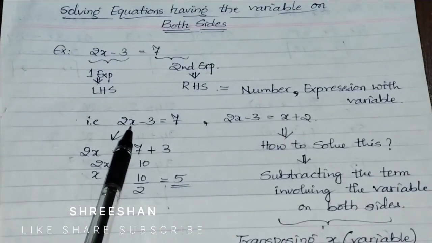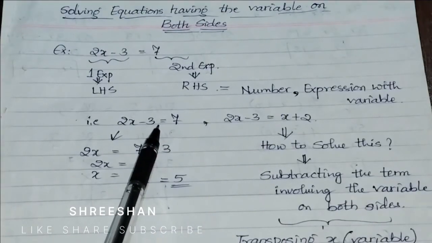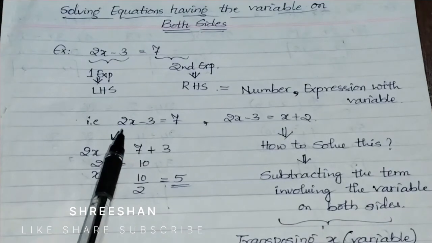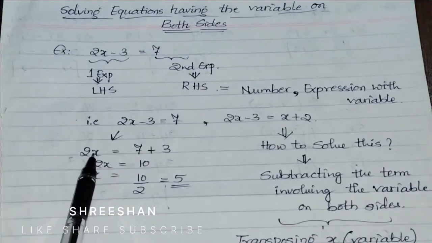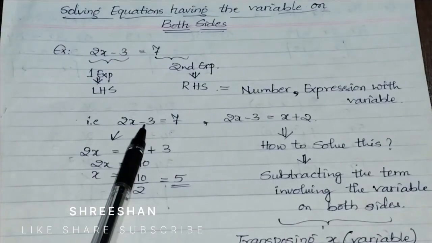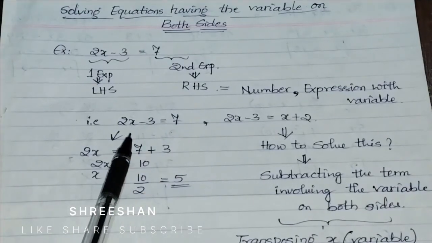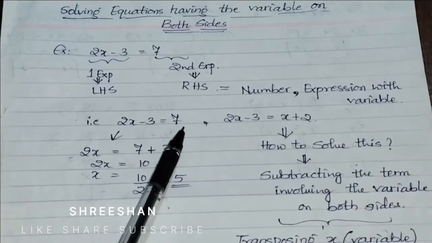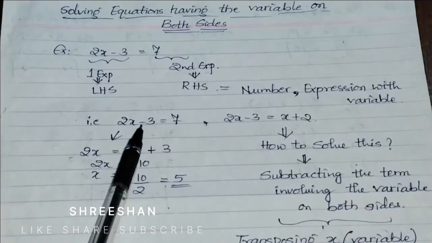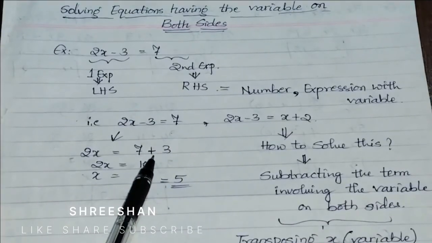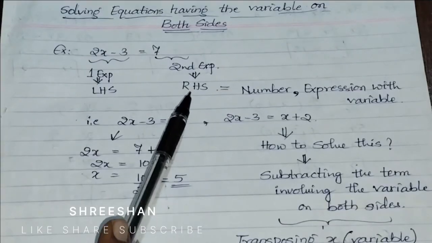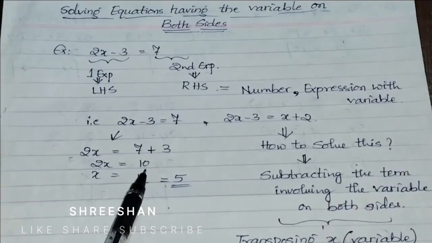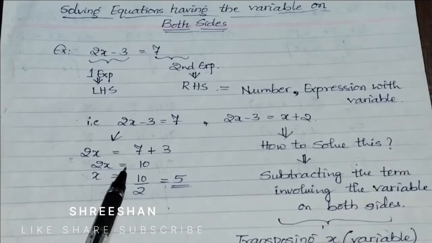Now if I consider 2x minus 3 equal to 7, how do I solve this equation? I'll take this 2x minus 3 is equal to 7, write this 2x as it is, and shift this minus 3 to the other side. Nothing but after the equality sign, if I am transferring, then this minus sign would be a plus sign and this 3 will be shifted to the other side, that is the RHS side. Now 7 plus 3 is 10. Now 2x is equal to 10.